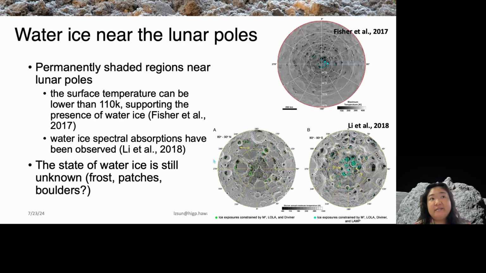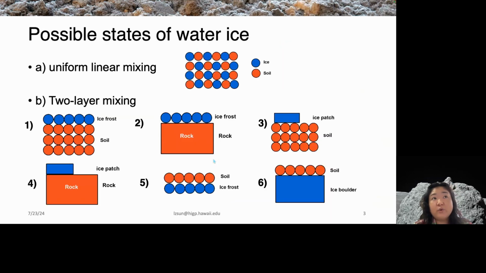So we already know that the permanently shaded regions near the lunar poles have a surface temperature that can be lower than 110 K, which supports the presence of water ice. And the spectral absorption features have been detected using the M-cube dataset. However, the state or the presence form of the water ice is still sort of unknown. They can be frost, ice patches, or ice boulders. So in this work, we present several possible states of water ice and soil mixtures.